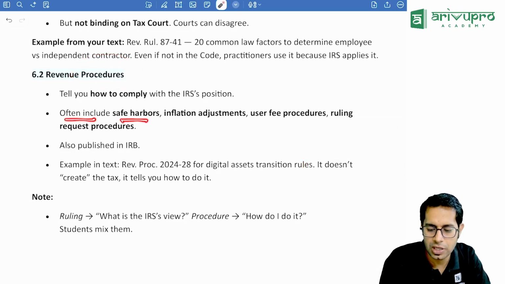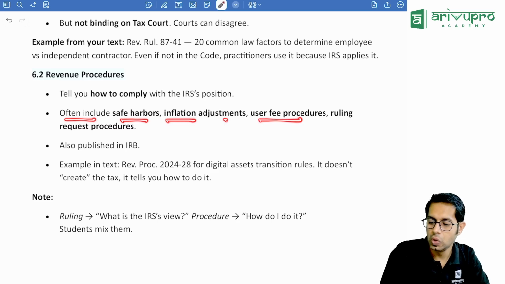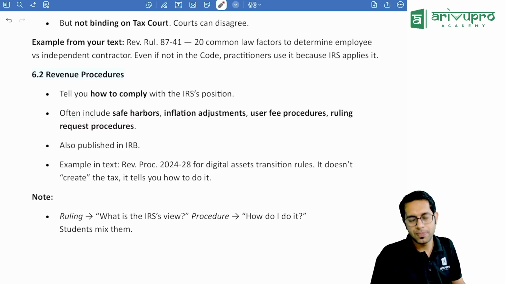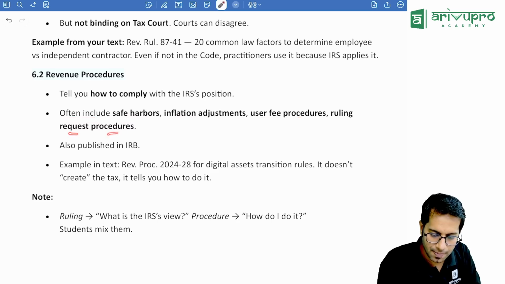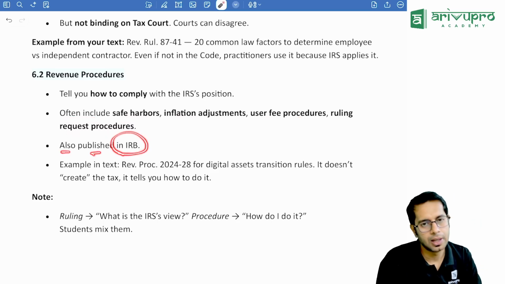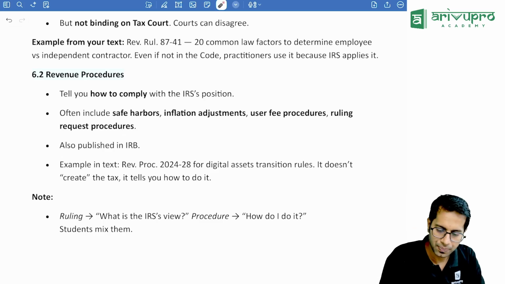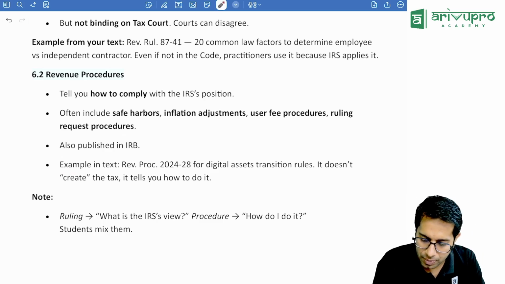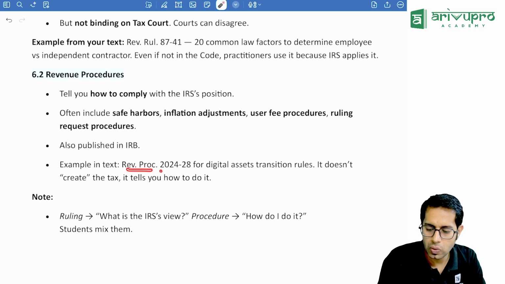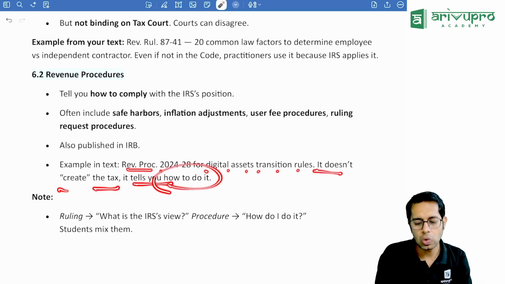They often include safe harbor rules, inflation adjustment, user fee procedures, rulings, requests, etc. Also published in Internal Revenue Bulletin. Example, Revenue Procedure 24-28 for digital asset transaction rules. It does not create the tax, it tells you how to do it.